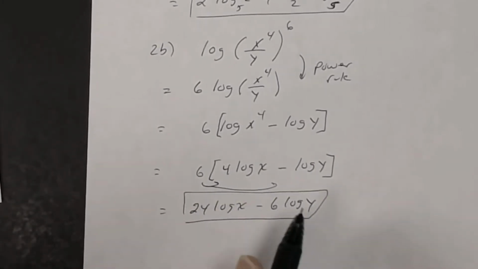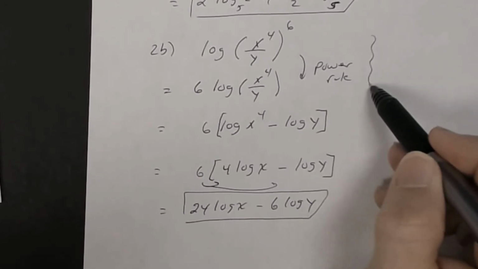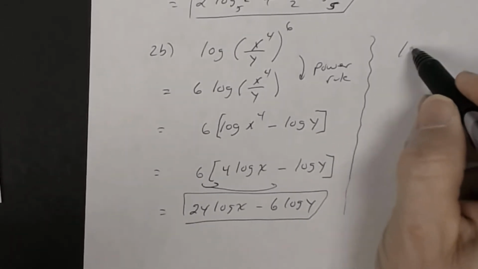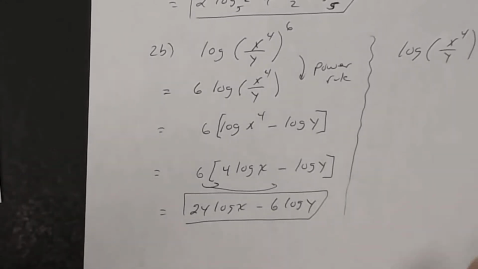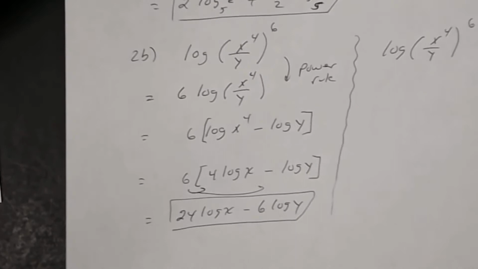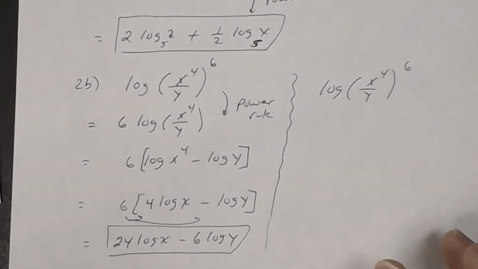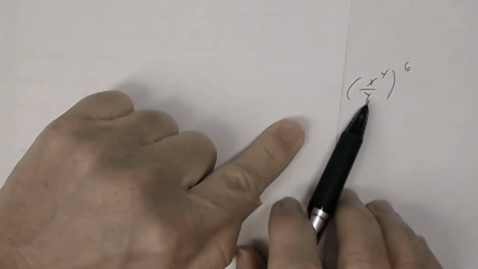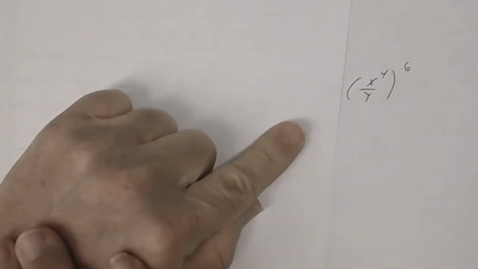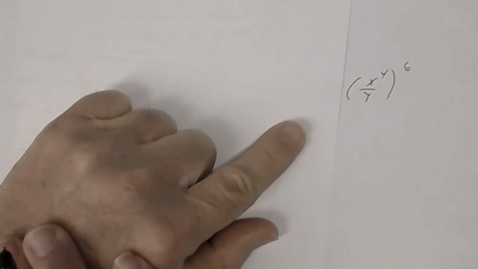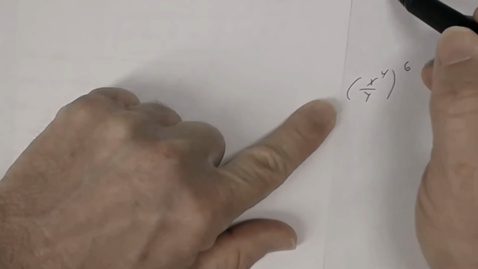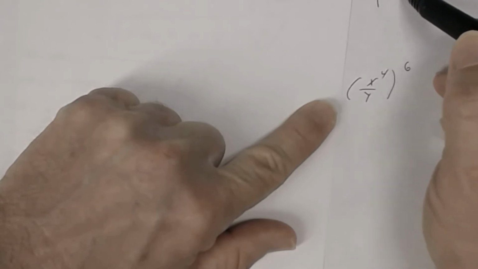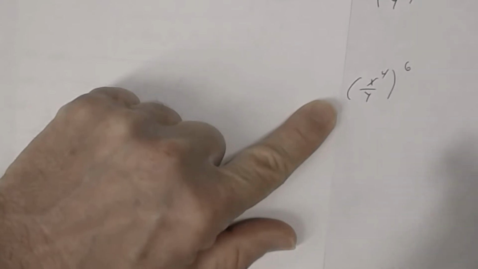All right, now I want to go back and look at that same problem again. You have the log of x to the fourth divided by y raised to 6th power. Okay, so I just want to remind you about something you learned in the previous course. So if I were to cover up this right here, and let's say in a previous course you wanted to simplify this expression. So if you recall, I'm going to go ahead and rewrite it here. So you have x to the fourth divided by y, all raised to the 6th power.